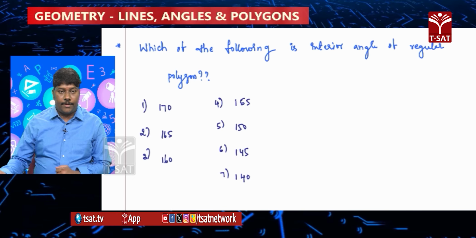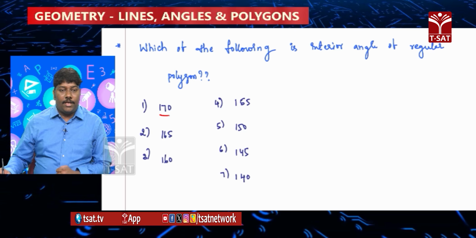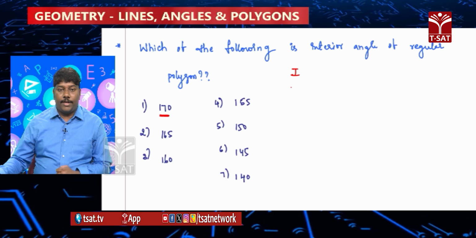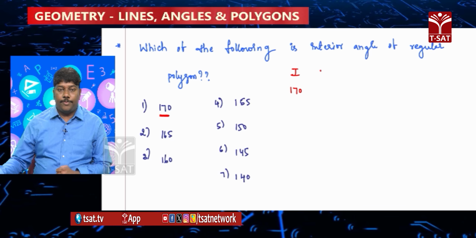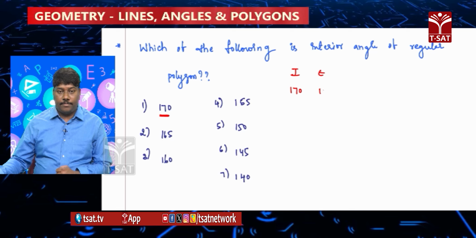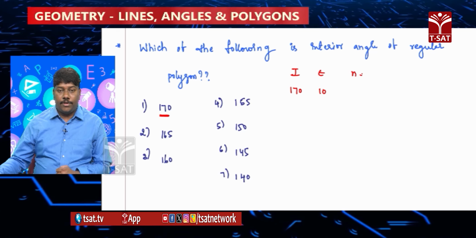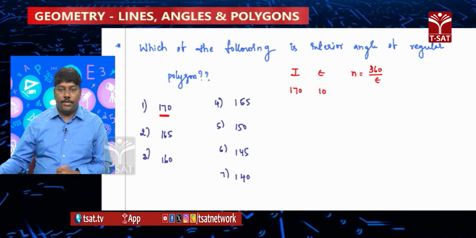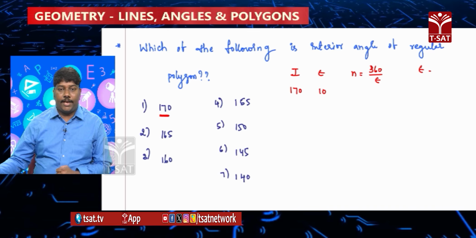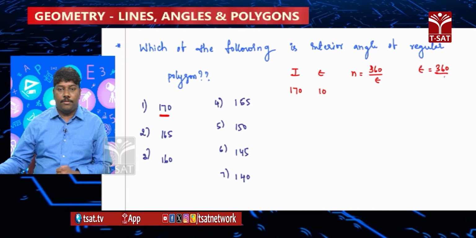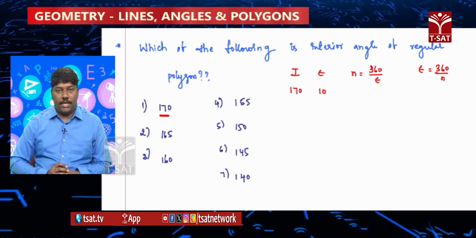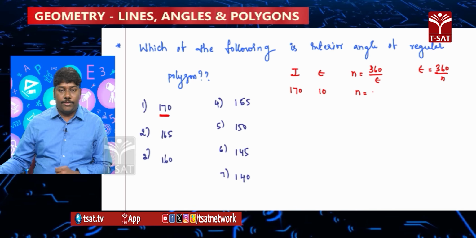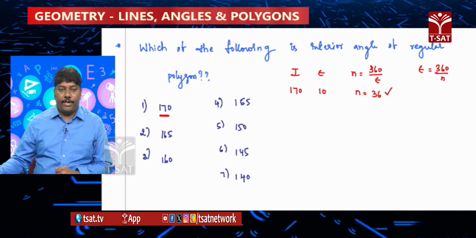First of all, we need to check whether 170 is an interior angle of a polygon or not. If the interior angle is 170, then the exterior angle must be 10. The number of sides is 360 divided by the exterior angle, and vice versa. If you want the exterior angle, it is 360 divided by n, and if you want the number of sides, it is 360 by the exterior angle. So is the number of sides an integer or not? You have to check. Yes, it is 36, therefore it is accepted.